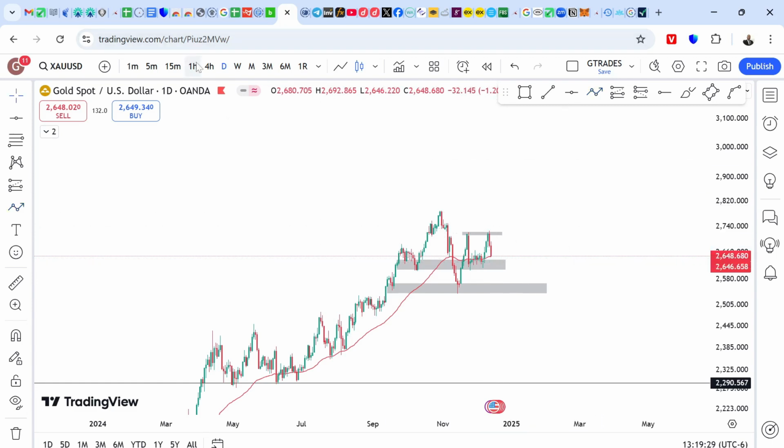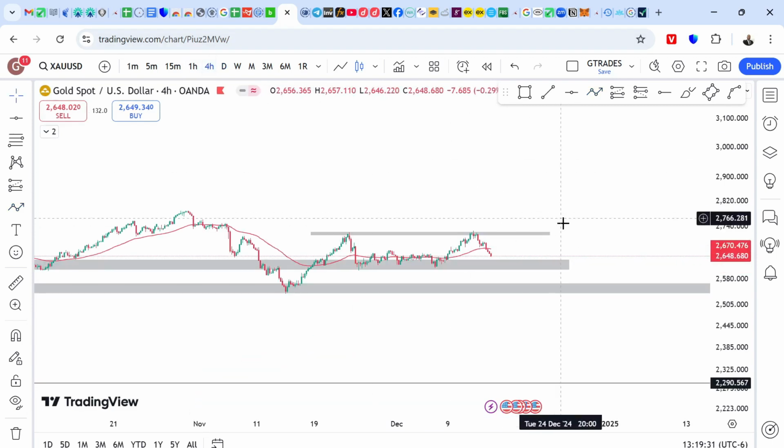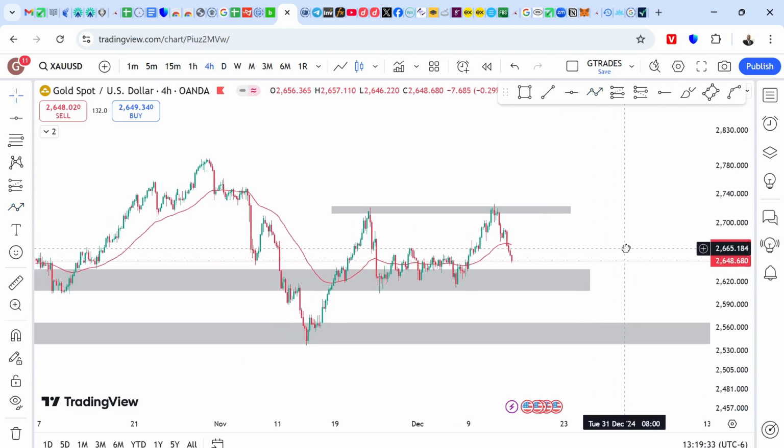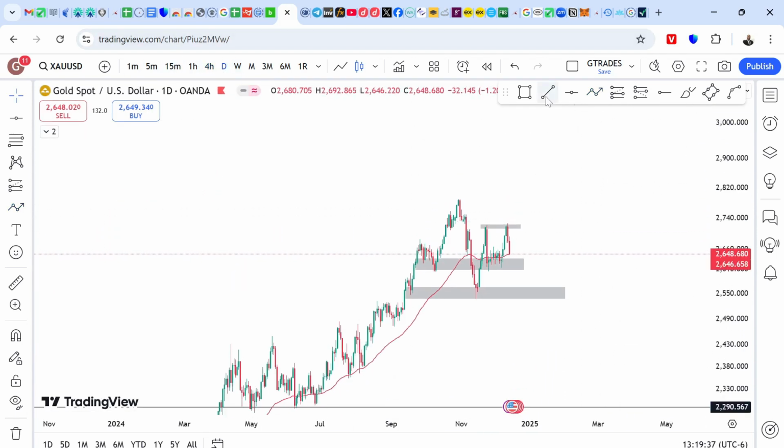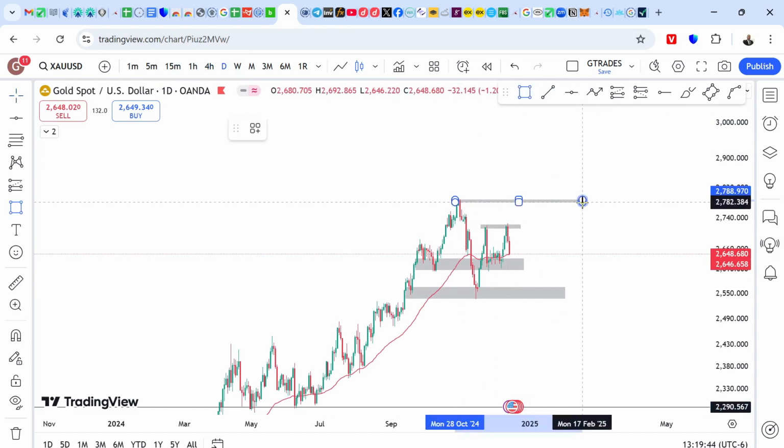Now let's scale down to the 4-hour time frame. Good. You will see that on the 4-hour time frame, let me go back to daily so that I can mark out this particular height, because that will be where we're going to be taking profit from when our confirmations play out, right? Let me just make it like this.